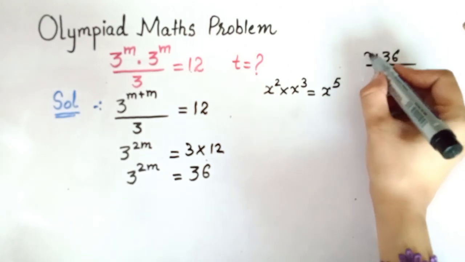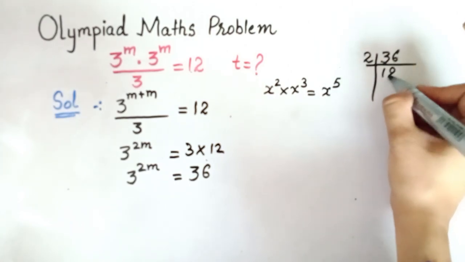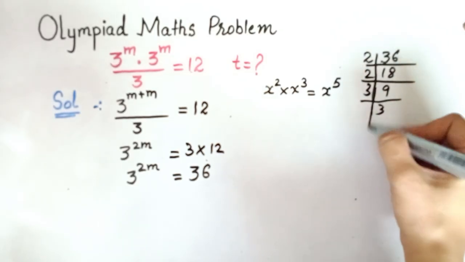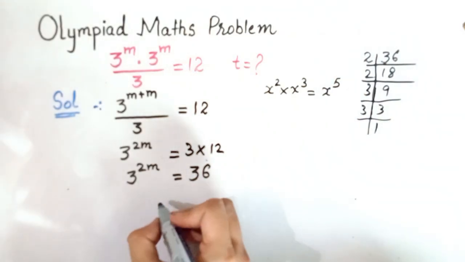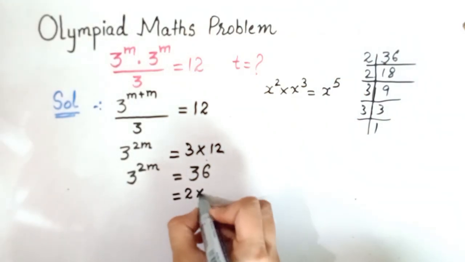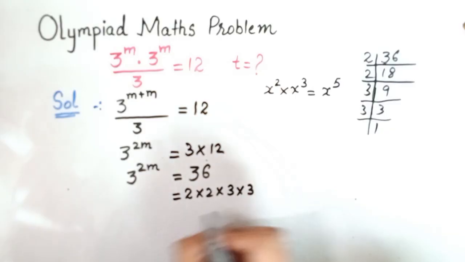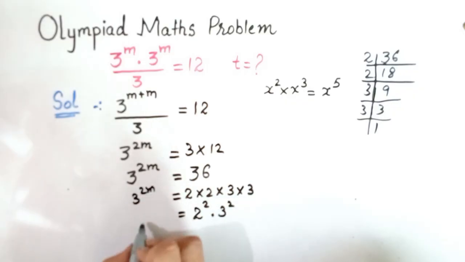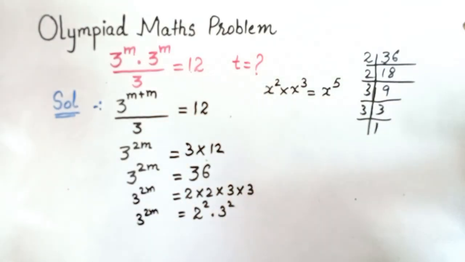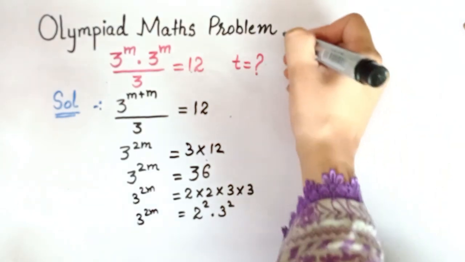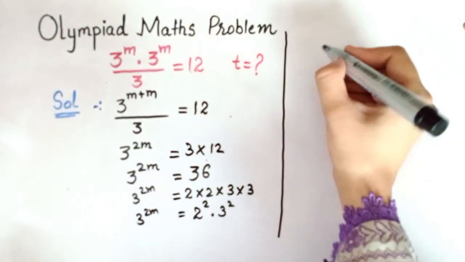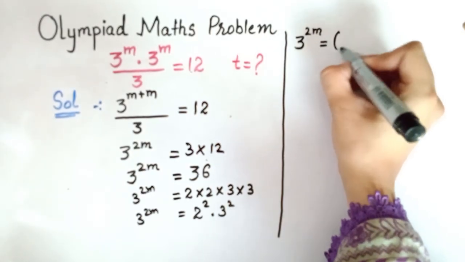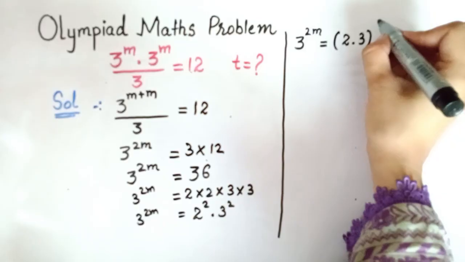So this will equal 2 into 18, then 2 9 times, then 3 3 times, then 3 1 times. It means we have 36 equals 2 into 2, then 3 into 3. So this is 2 squared into 3 squared. This is 3 raised to power 2m. And then you have 3 raised to power 2m equals 2 into 3 and its square.